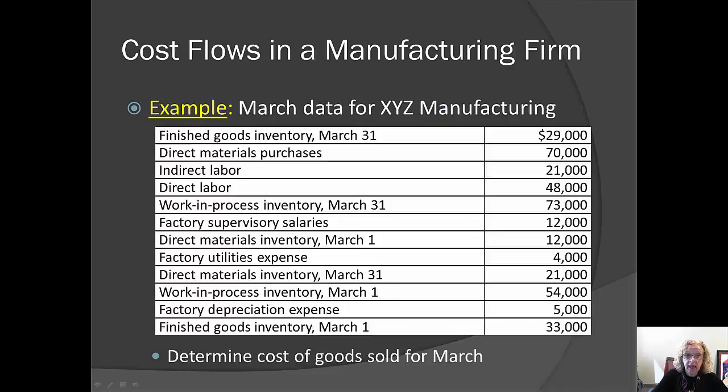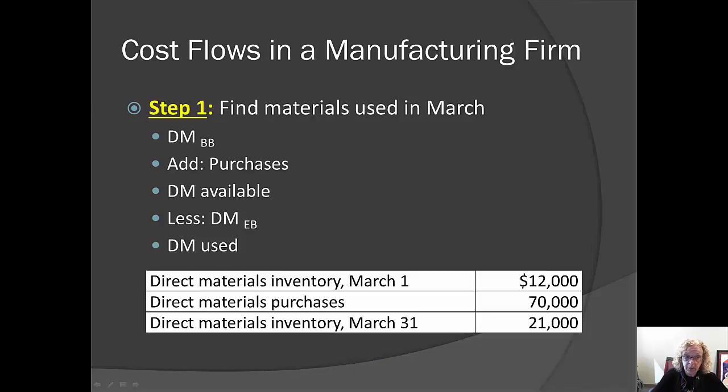So let's take a look at an example. We're given a whole bunch of information about the XYZ manufacturing company. And the question that we're trying to answer is, what is the cost of goods sold for this firm during the month of March? To answer this question, we are going to go back to the formulas that we just finished discussing. So step one, we are going to find the dollar value of all of the materials that we used during the month of March.